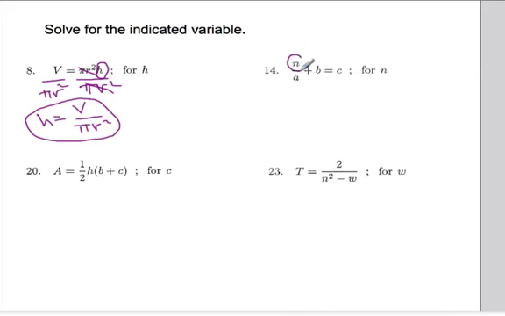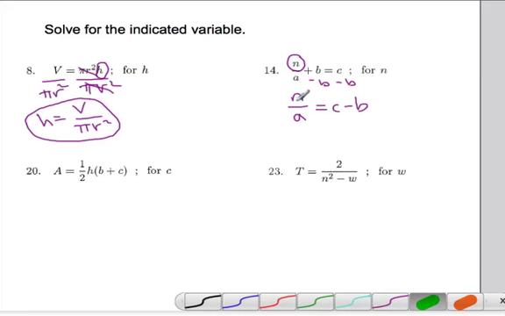So let's take a look at the next one. We've got n divided by a plus b. Well, the first thing, always get rid of the extra stuff, okay? So we're going to do n over a, cancel, cancel, and this is c minus b.